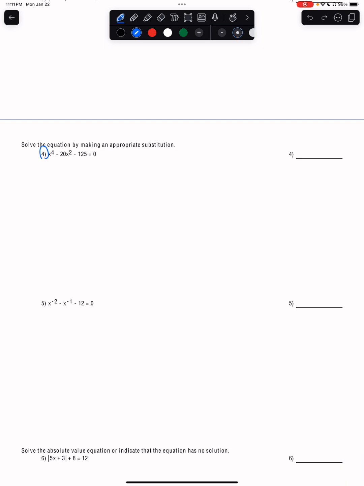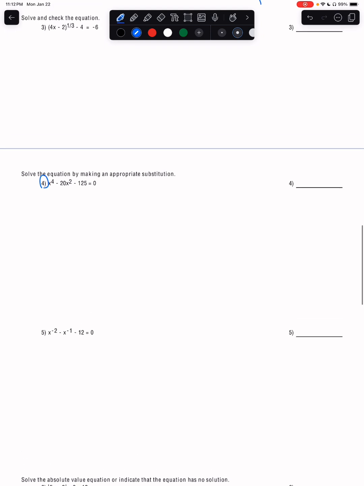Next we'll do problem number 4. It says solve the equation by making the appropriate substitution. Or wait a second, is this the correct problem? Oh yeah, it is. Sorry, I'm looking at the wrong thing on my paper. Here we go. So yeah, this is going to be u substitution.